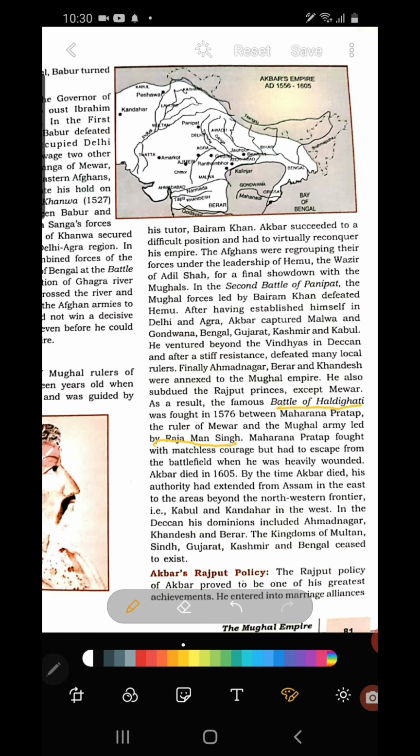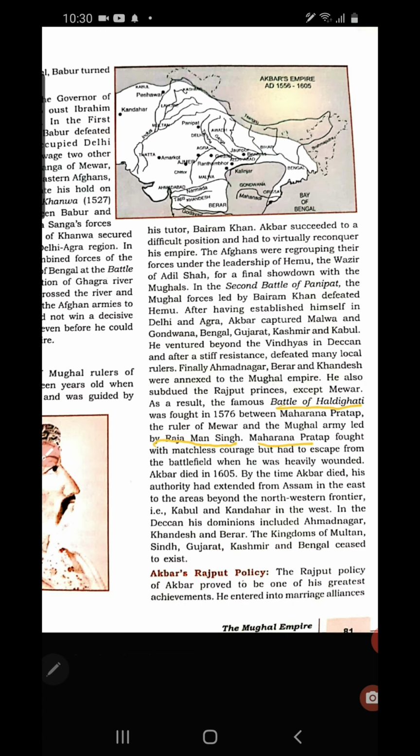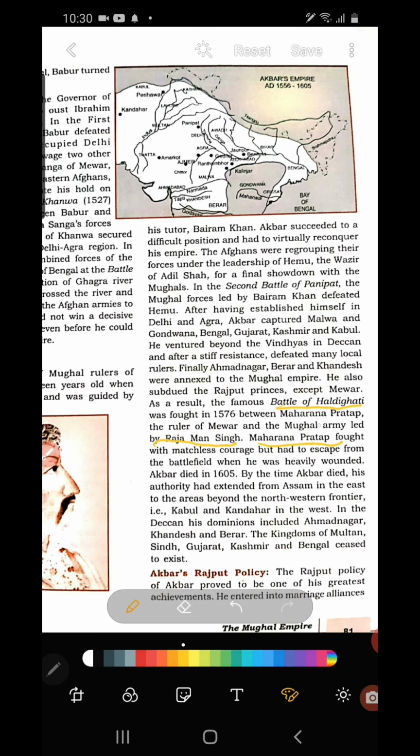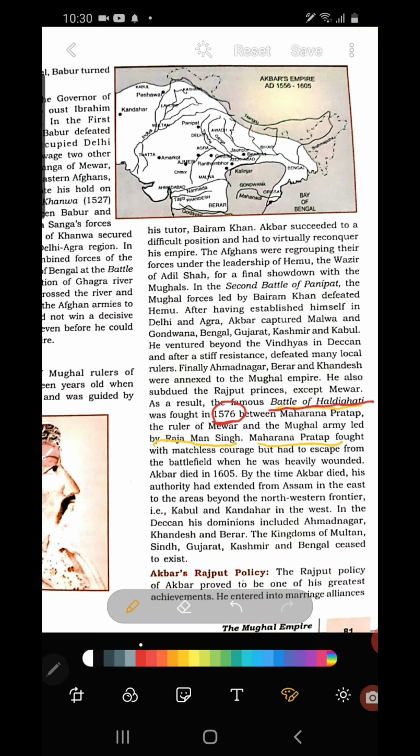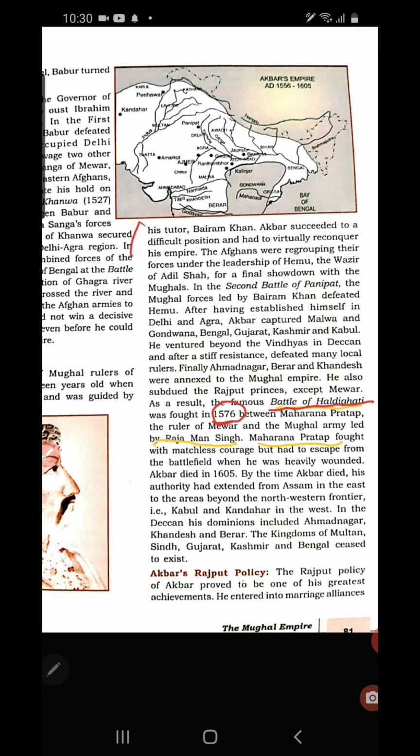So Raja Man Singh led the battle against Maharana Pratap Singh, and this famous battle, which was held in the year 1576, is known as the Battle of Haldighati. In this famous battle, Maharana Pratap Singh was wounded very badly, and he had to escape from the battlefield. And finally, Mewar was also captured by Akbar. Like that, Akbar established a vast empire.